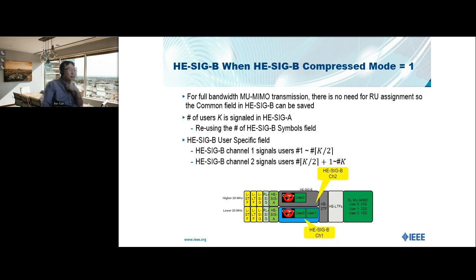This is indicated in SIG-A. In that case, the SIG-B only contains the per-user information field. You can evenly split it. For example, user 0 and user 1 are put in content channel 1, and user 2 in content channel 2. So you can do this kind of load balancing, the same idea.